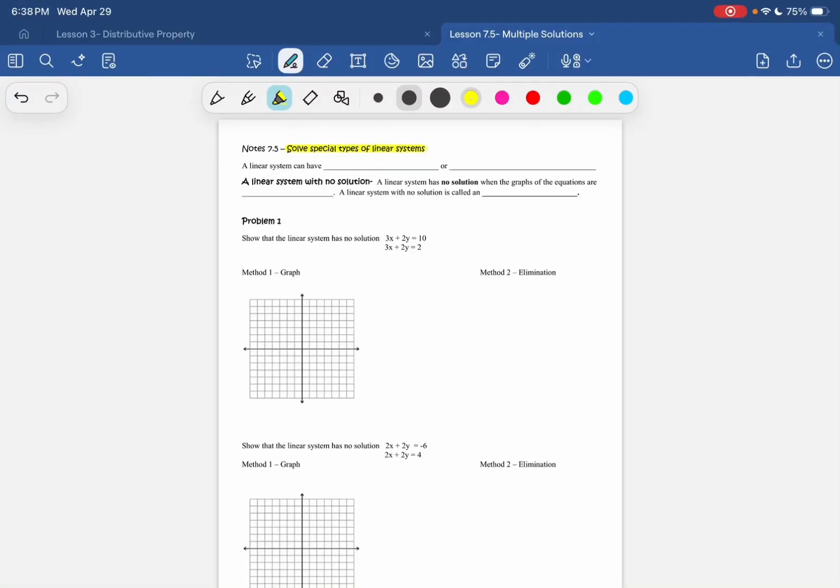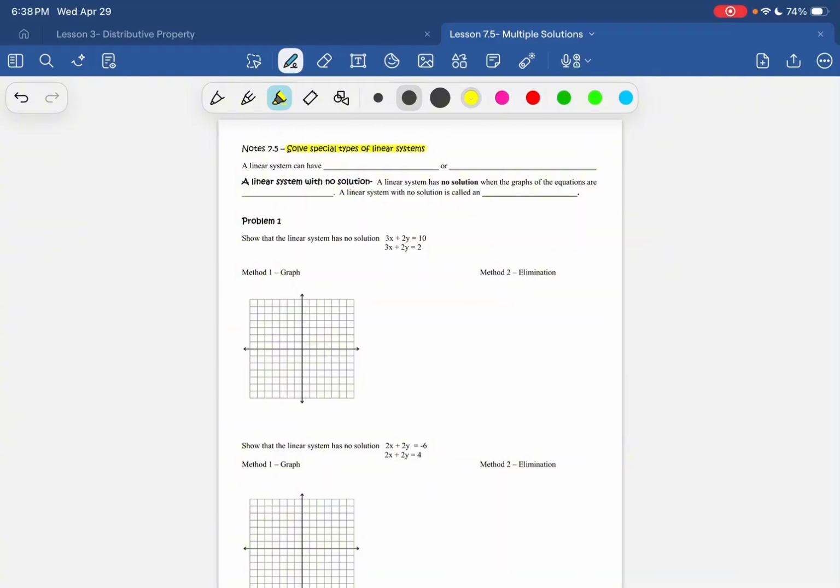Right, everybody, we are going to be going over lesson 7.5. So this is our last lesson in this system of equations unit, right? We've done solving by graphing, solving by substitution, solving by elimination, and now we're kind of doing the special types.